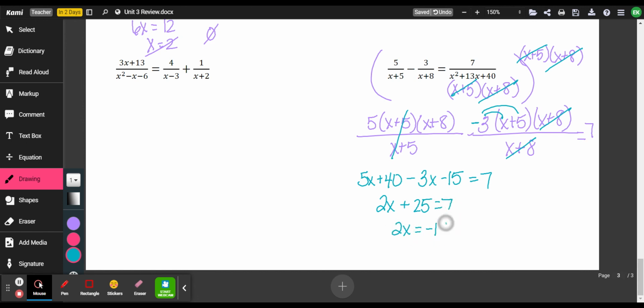2x equals negative 18, so x equals negative 9. And if I put negative 9 back in here, I am not going to get 0 for either of those. Negative 9 plus 5 is negative 4. Negative 9 plus 8 is negative 1. So I am good. This is a valid solution.